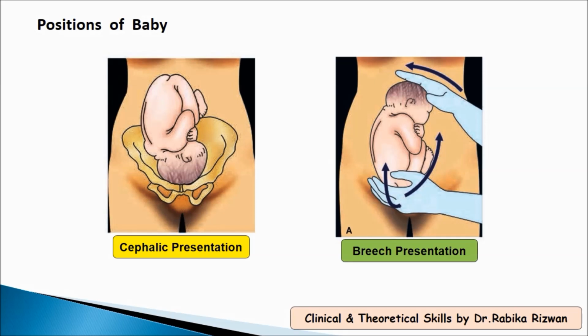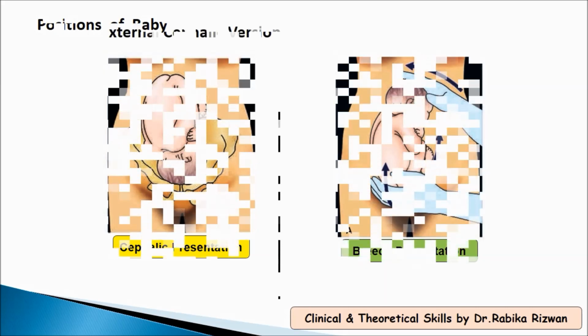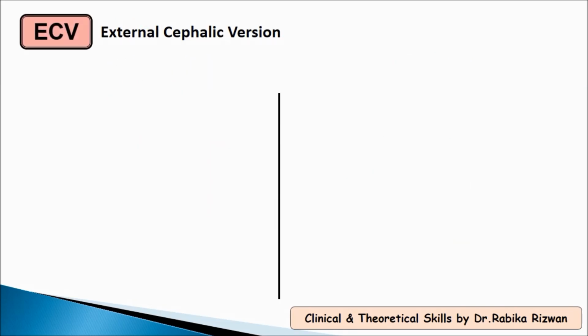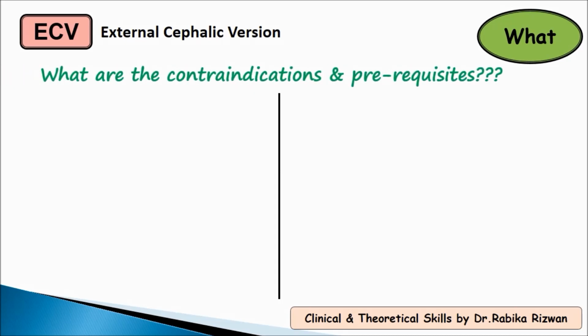To manage breech at or near term, we can either plan breech delivery or breech extraction, which means delivery of the buttocks first, followed by the rest of the body, and the head delivers at the end. Or we can do cesarean section. And the third choice to manage breech pregnancies is external cephalic version, which is my today's topic to explain. External cephalic version is a physical manipulation to rotate the baby from breech presentation to head down position externally through abdomen. It increases the likelihood of normal vaginal delivery with cephalic presentation.